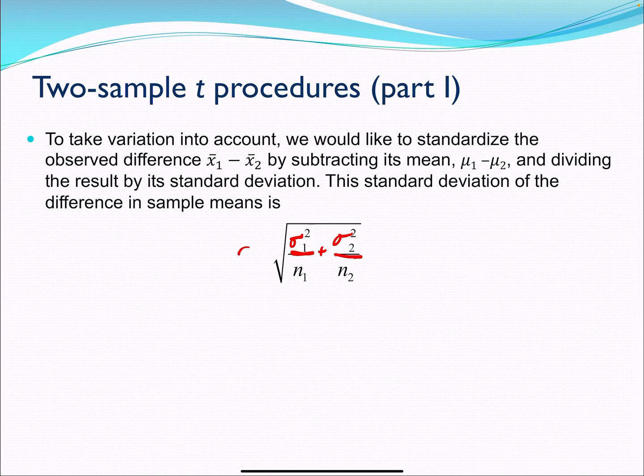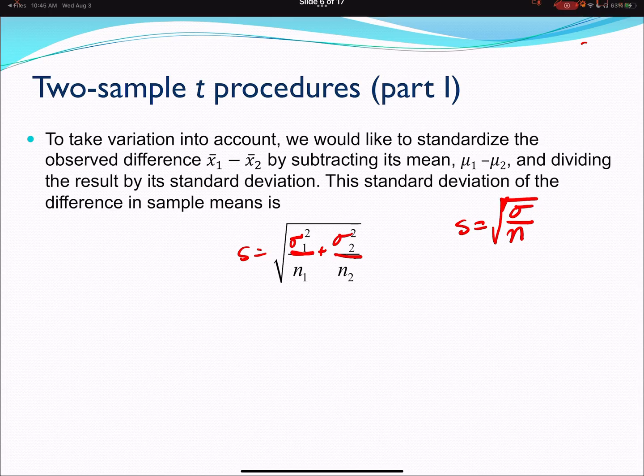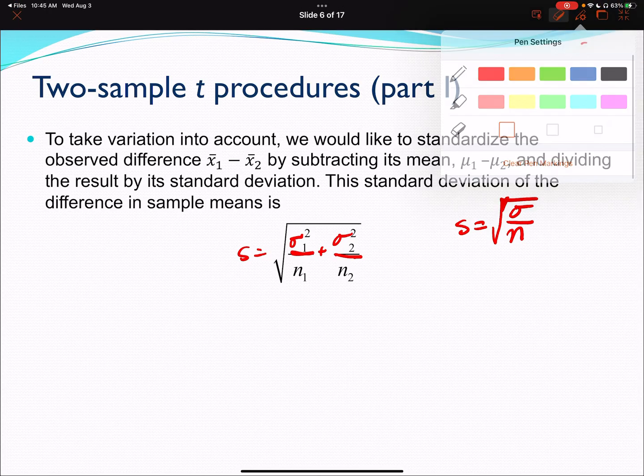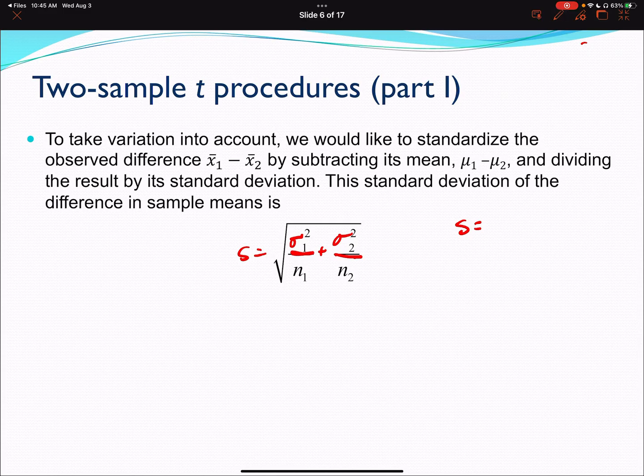So whereas before, our standard deviation was just the square root of our standard deviation divided by n. Sorry, not the square root. I made my square root symbol too big. Whereas before we had this, right? Now we are standardizing it by squaring it and dividing by both the sample size.